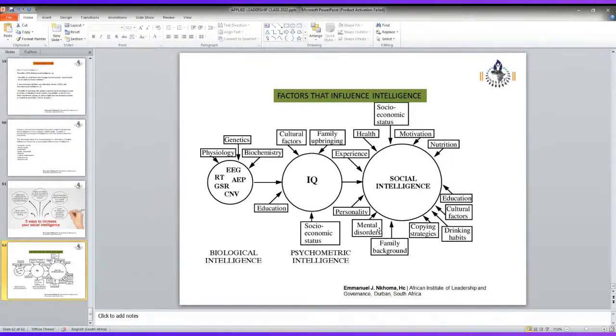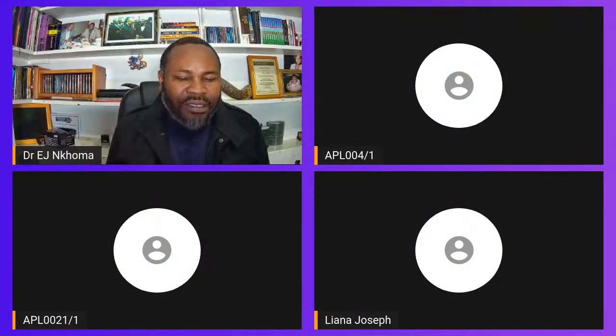Then we've got factors that influence your social intelligence. This one is quite a lot, and I'm going to try to be so quick. Number one is the socioeconomic status. Number two, your motivation. Number three, your nutrition, how you eat. That has a way it affects you. Then your education, your cultural factor, things like your drinking habits, coping strategies, family background, mental disorders, personalities, experience, health. All these will affect your emotional intelligence.